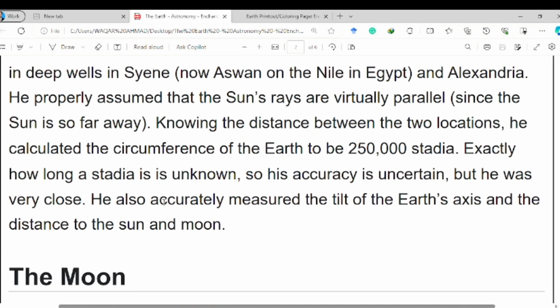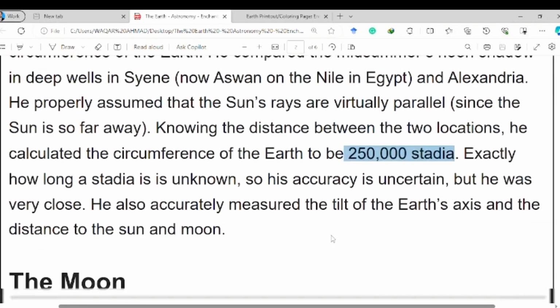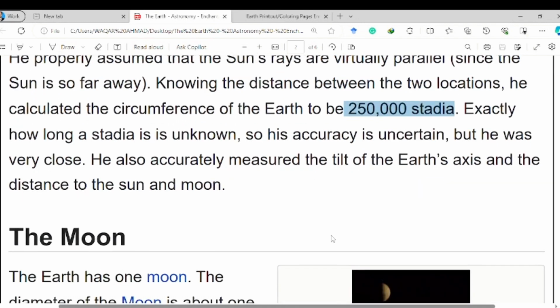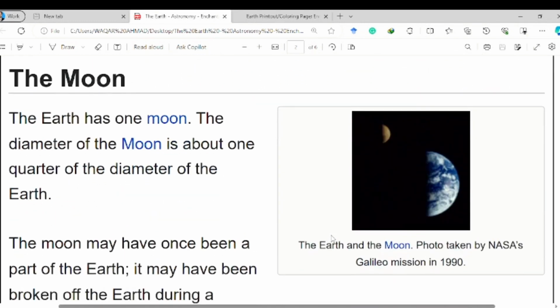Knowing the distance between the two locations, he calculated the circumference of the Earth in stadia. This is the unit. Exactly how long a stadia is unknown, so the accuracy is uncertain, but he was very close. He also accurately measured the tilt of the Earth's axis and the distance to the Sun and Moon at that time. He used certain parameters to address these things. So this is a little bit of the history behind all this.